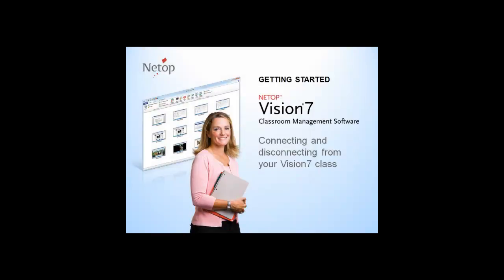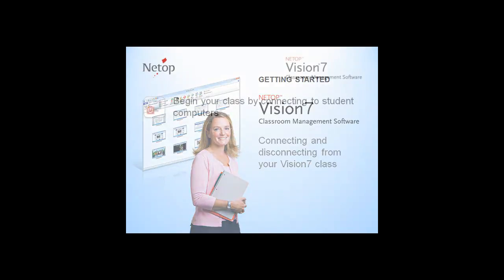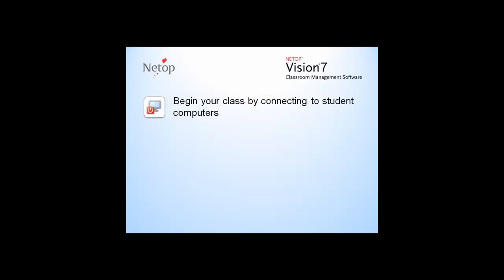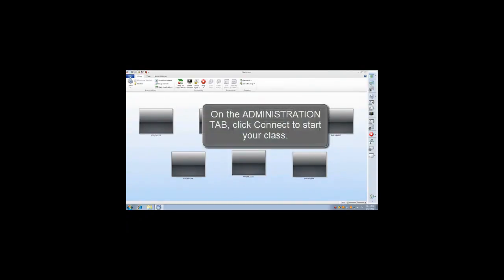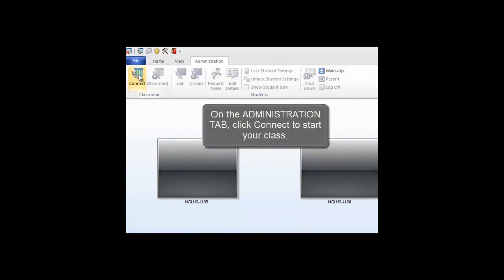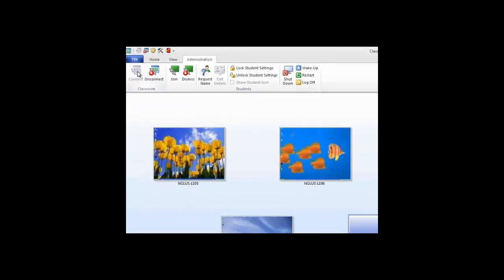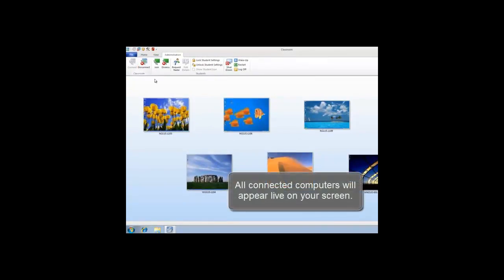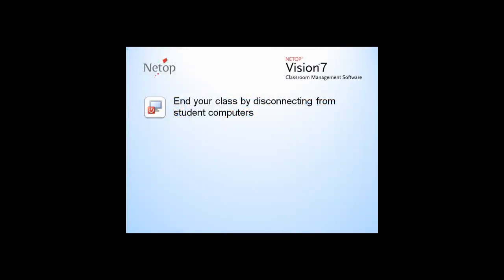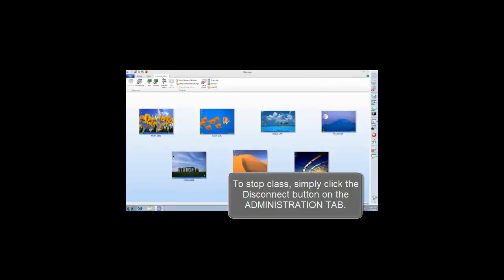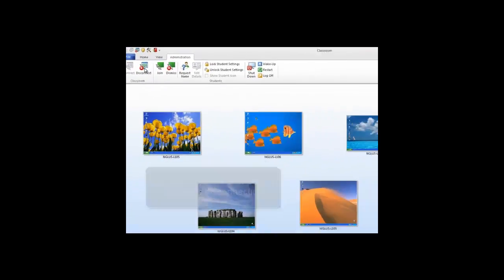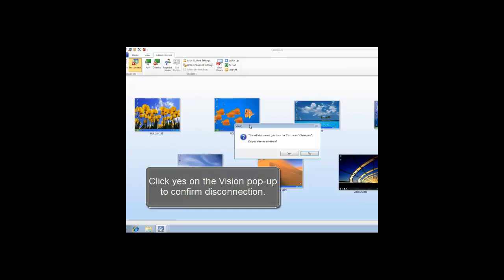Now that you have your classes created, this tutorial will show you how to connect and disconnect from a classroom. You begin your class by connecting to student computers. On the Administration tab, click the Connect icon to start your class. All connected computers will appear live on your screen. End your class by disconnecting from student computers. To stop class, simply click the Disconnect button on the Administration tab. Click Yes in the Vision pop-up to confirm disconnection.